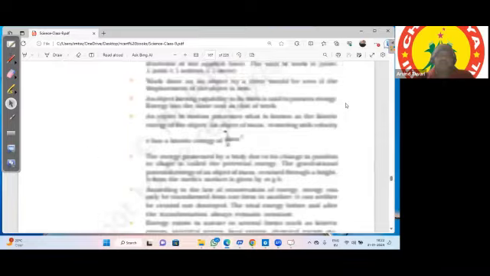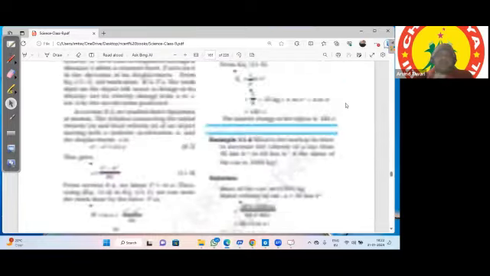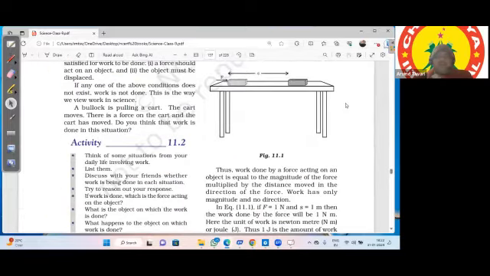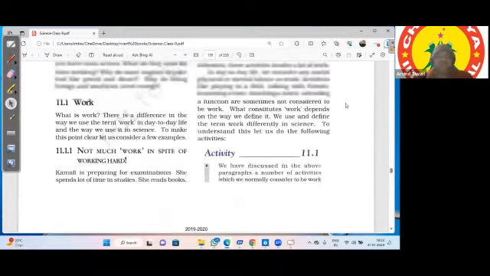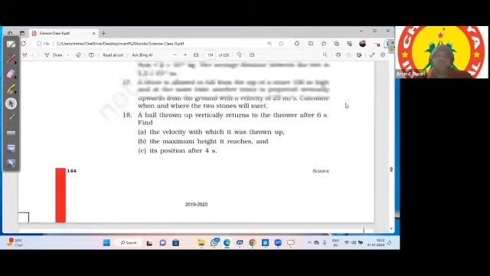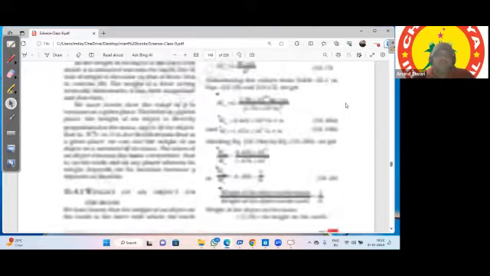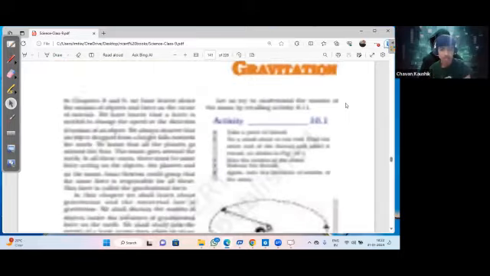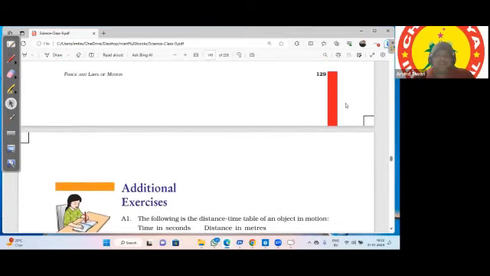Force and laws of motion, which chapter is this? Chapter number 12 or 13? Yeah, here we have some of the questions. This is, I think, gravitation. And after gravitation, you have force and laws of motion. Sir, it's blurry. You'll get it clear.